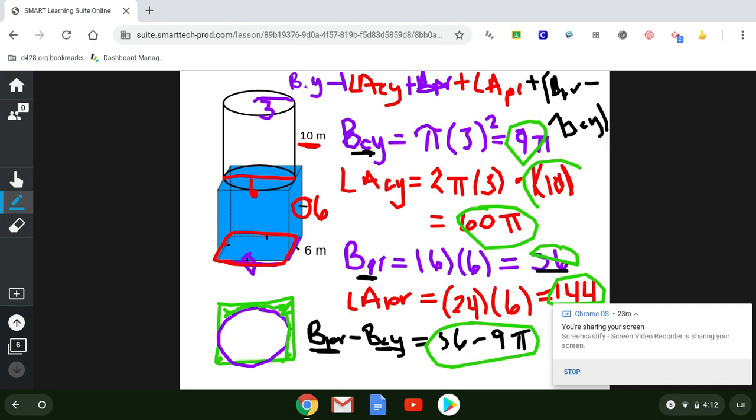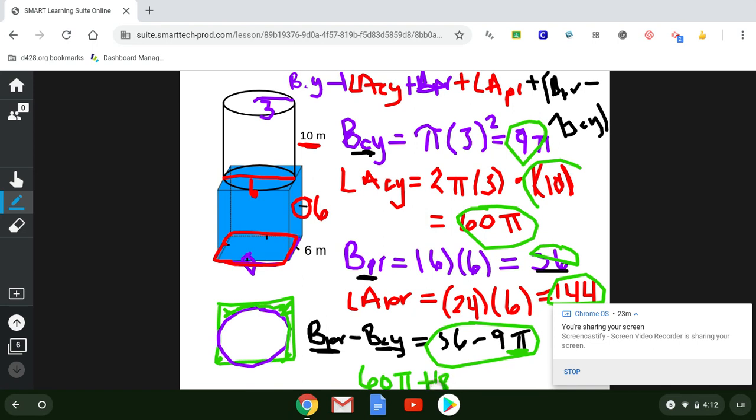Anything with pi on it, think of this like 9x. I can only combine it with other numbers that also have x, or in this case, also have pi. So when I combine those, I'm adding 9 and 60, I get 69, but I have to subtract 9 again, so I'm left with 60 pi. So my answer is going to have 60 pi in it. And then I'm combining all the regular numbers, the numbers without the pi, which is the 36 and the 144. And when I add those together, I get 180, so I add 180.